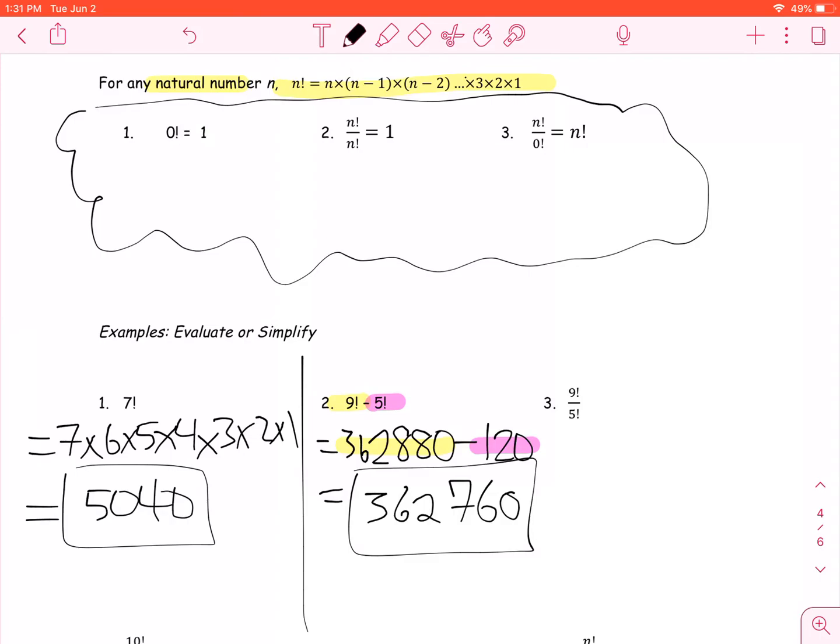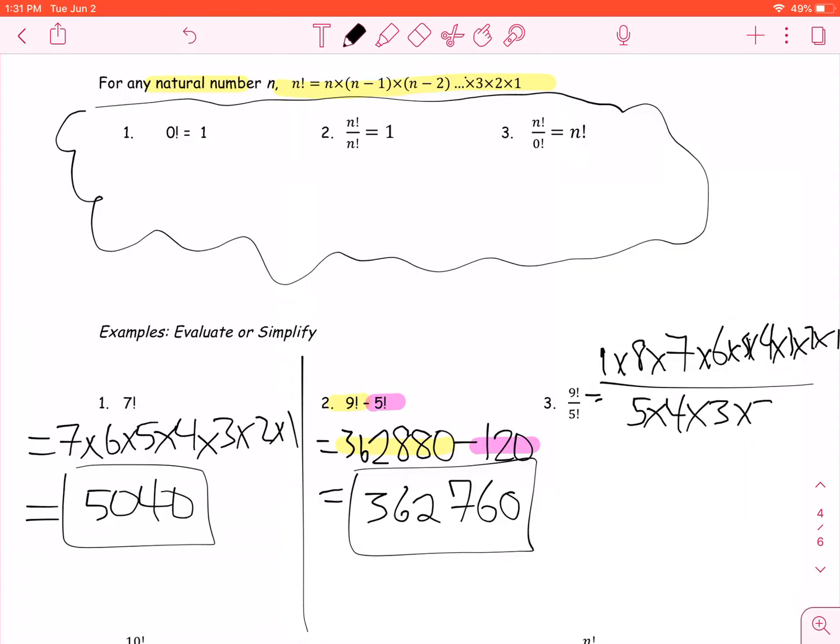For number 3, we got 9 factorial over 5 factorial. So if we were just to rewrite this, we would have 9 times 8 times 7 times 6 times 5 times 4 times 3 times 2 times 1. Okay, that is represented by 9 factorial. If we did 5 factorial, it would be 5 times 4 times 3 times 2 times 1. So you'll notice there is some overlap, right? 5 over 5 cancels out, 4 over 4, 3 over 3, 2 over 2, 1 over 1.